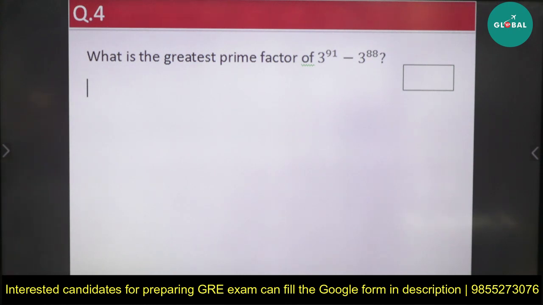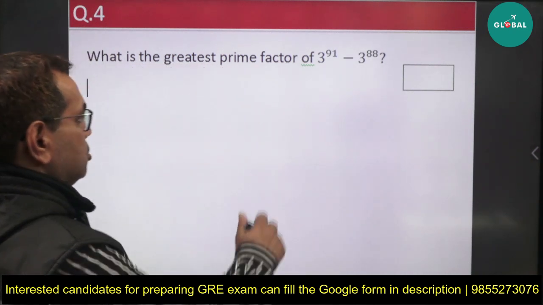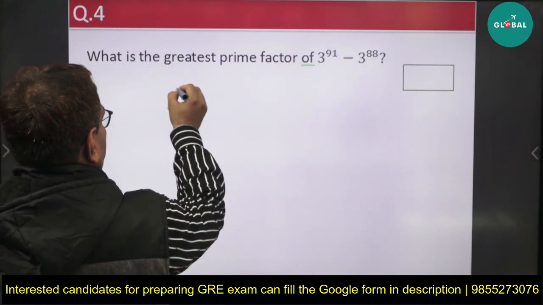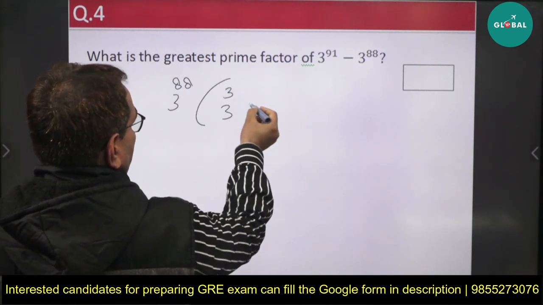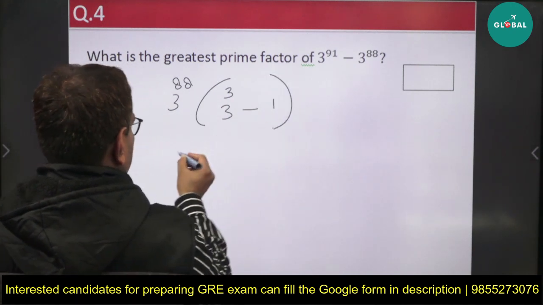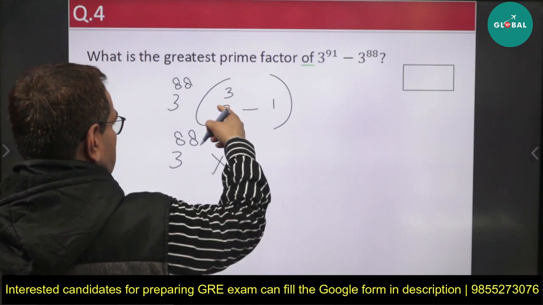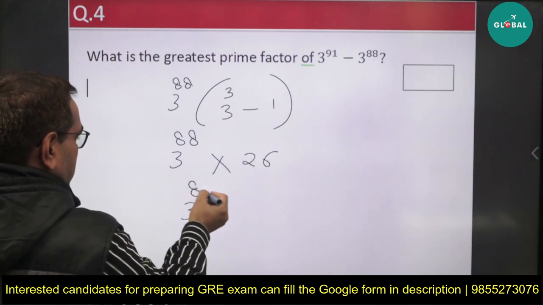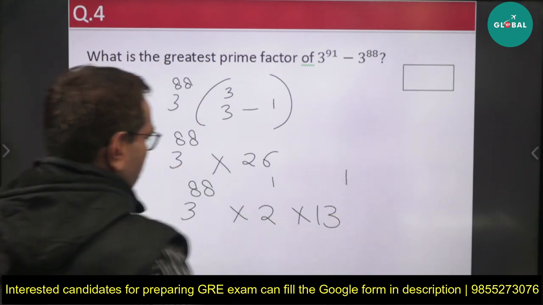Okay, so now let me explain the solution of this problem. What is the greatest prime factor? Prime numbers, all of you know what prime numbers are. So we can take 3 raised to the power 88 as common. If we take this as common, we get 3 raised to the power 3 minus 1, right? So this is 3 raised to the power 88 multiplied by 27 minus 1, which is 26. So this is 3 raised to the power 88 into 2 raised to the power 1 into 13 to the power 1.